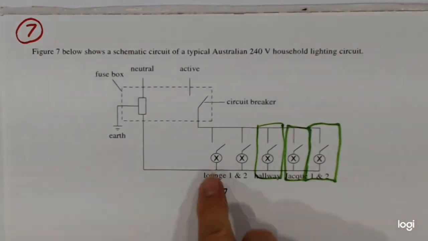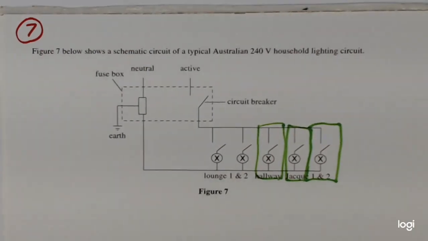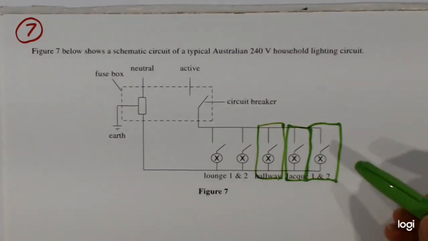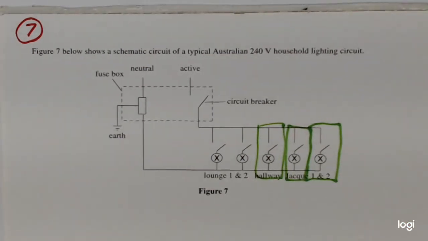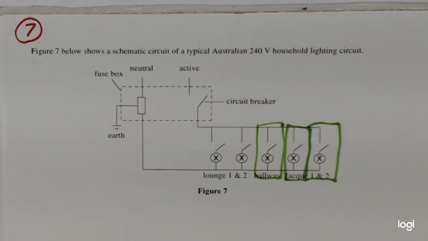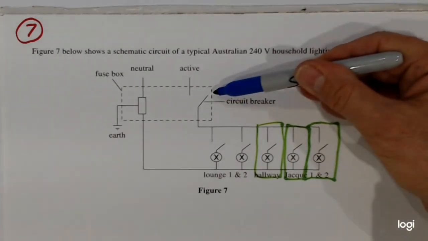Right? Obviously they wouldn't be all lined up. They would be following the curvature and the design of the house's floor plan. But you get the idea. Right? Exactly what I said for the previous question. Each light has its own switch. And you're getting maximum brightness as well. So part A, it says explain why the circuit breaker, this thing, is on the active side of the lighting circuit.